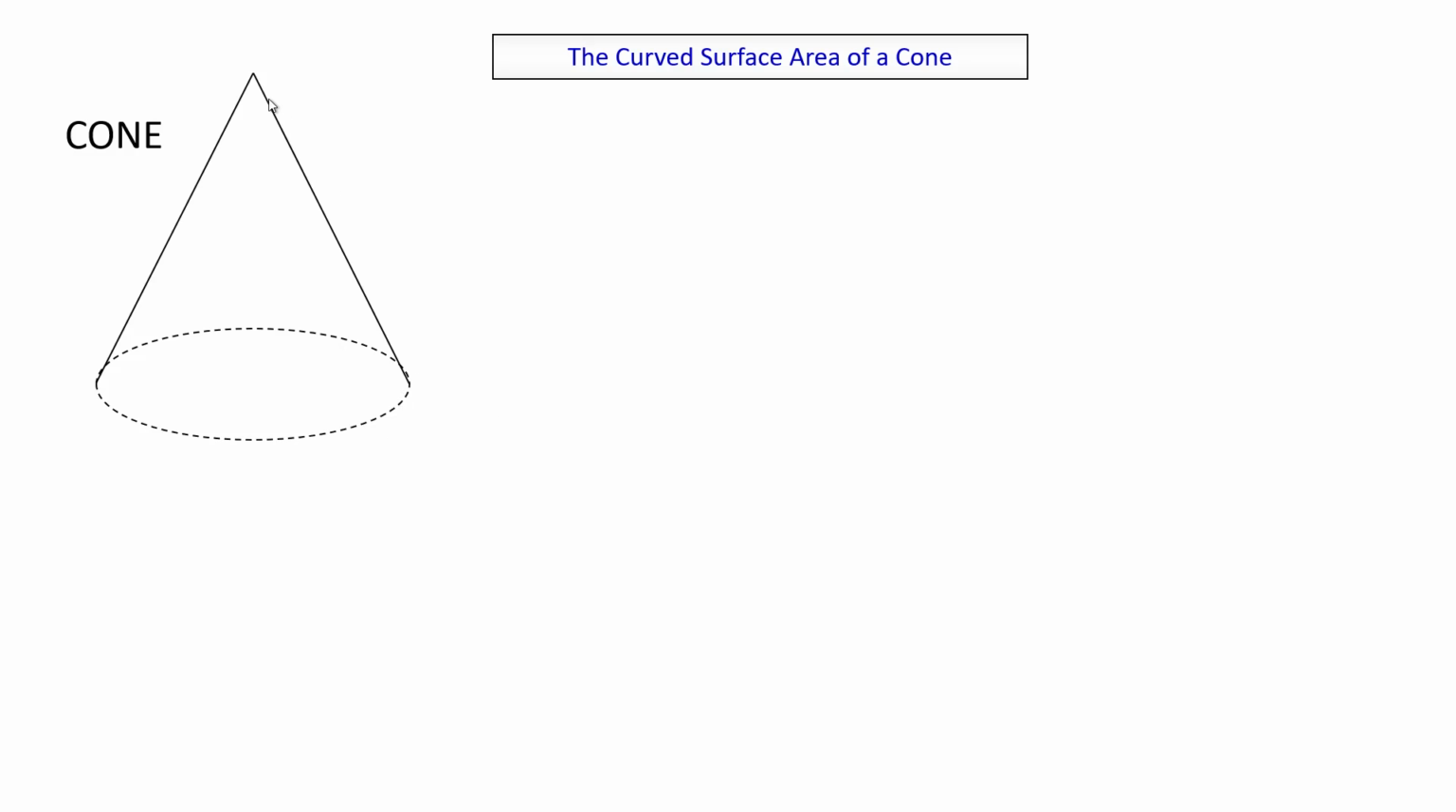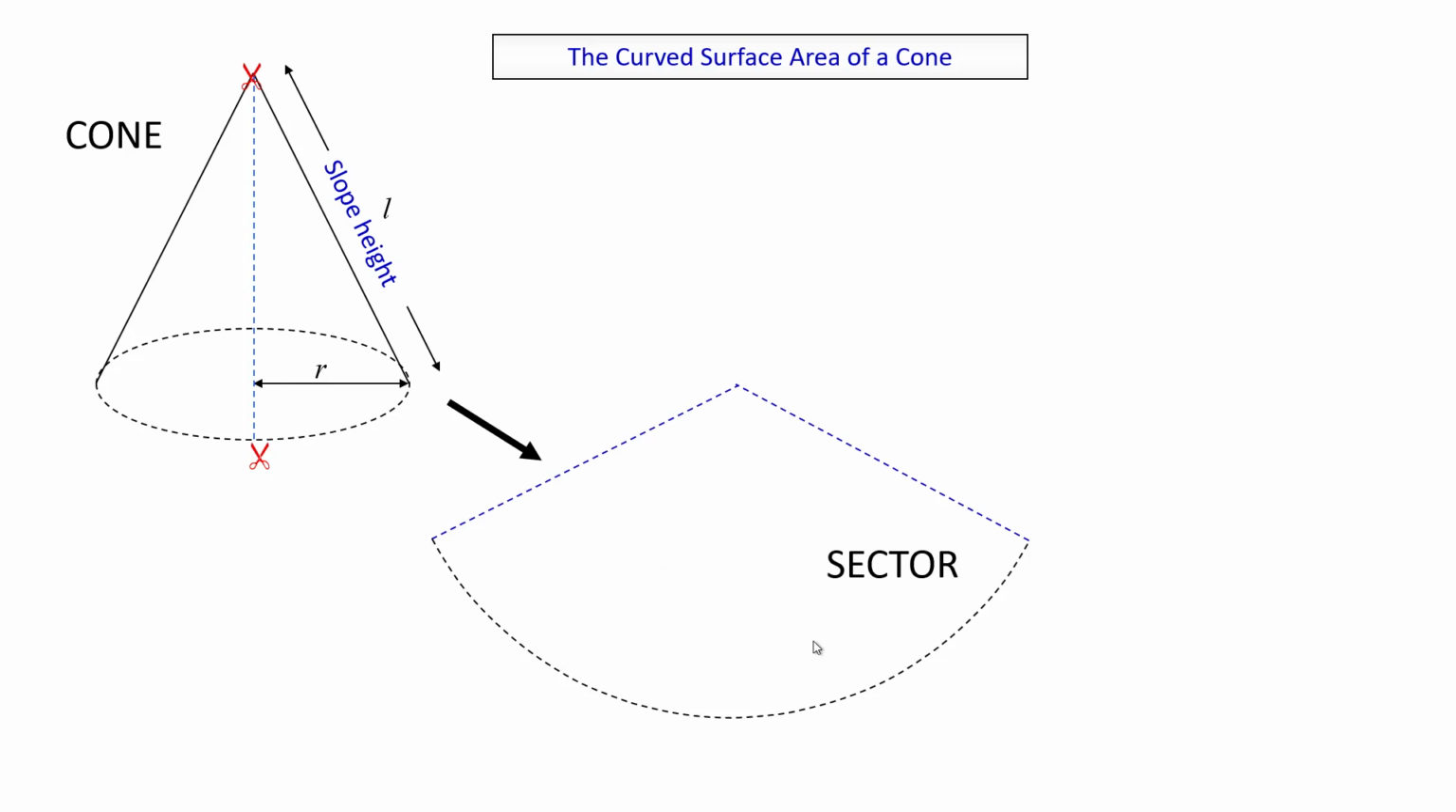We're going to need some dimensions here. So this slope here, the slope height, is L, and we need the radius of the circle, which is R. Now what we're going to do is open up this cone as a net. So if we cut along one of the slopes here and open it out, we get this sector. Now this length here of this sector is L, and this length here is part of a circle.